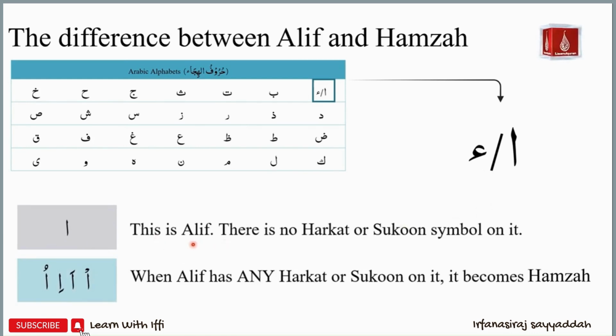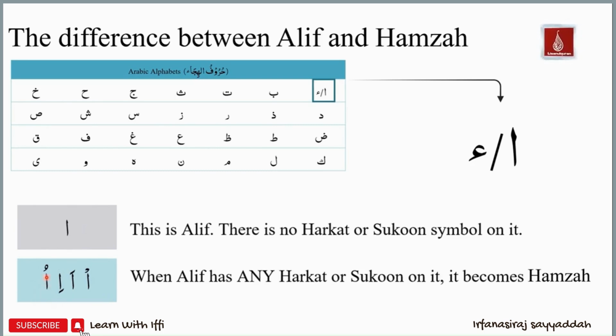The definition of alif is that there will be no harakat or no sukoon symbol associated with it. The moment alif has any harakat on it, such as pesh, zair, zabar, or any sukoon on it, it becomes hamza. Once again, in the top example, this is alif. There is no harakat on it, and there is no sukoon on it. And in the bottom example, these are all examples of hamza.